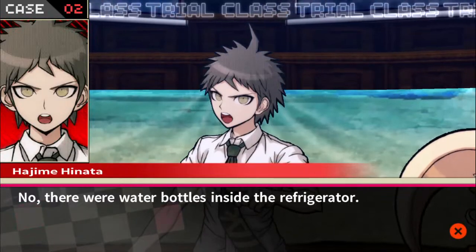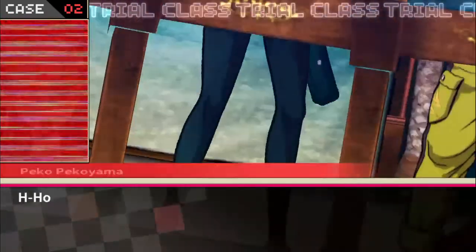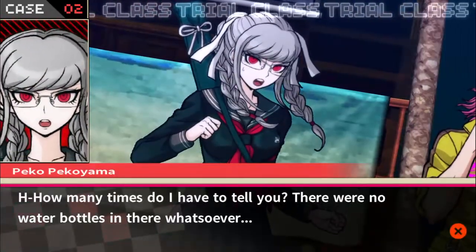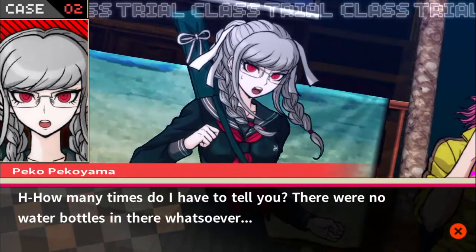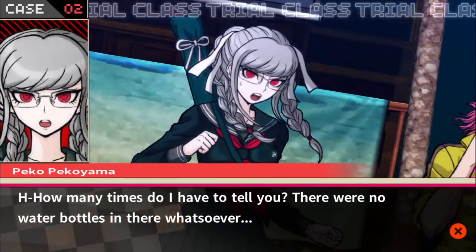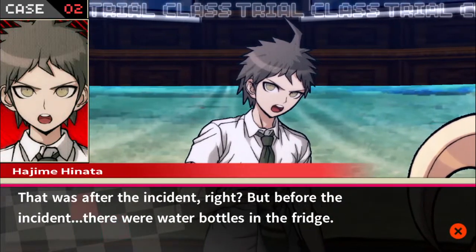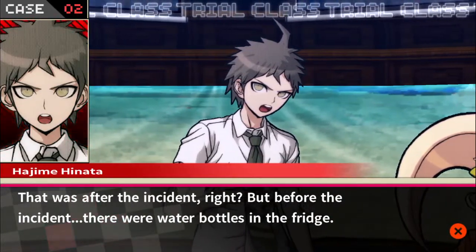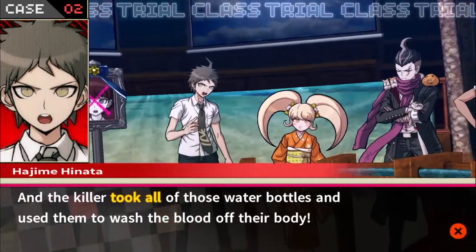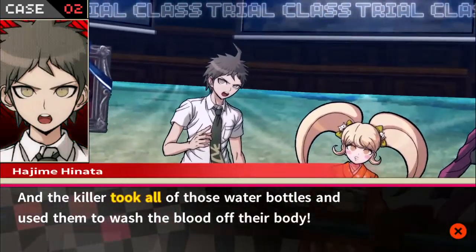There were water bottles inside the refrigerator. How many times do I have to tell you? There were no water bottles in there whatsoever. That was after the incident, right? But before the incident, there were water bottles in the fridge. And the killer took all of those water bottles and used them to wash the blood off their body.